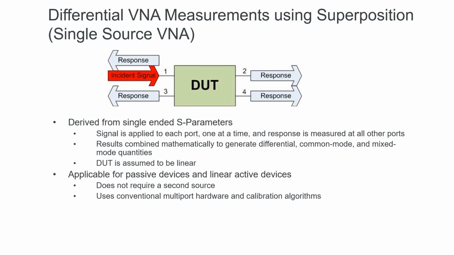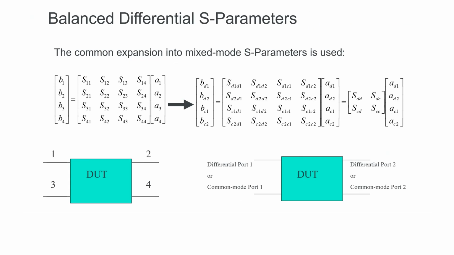It's only in the nonlinear case that you would actually need true mode differential, and thus a second source and all the phase synchronization required to get a full true mode differential stimulus. So this is our single-ended S parameters on the left side. That's our S4P matrix, basically, and we're mathematically transforming that to the differential quantities. And what matters here is basically the differential transmission.